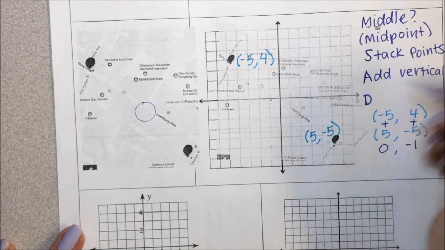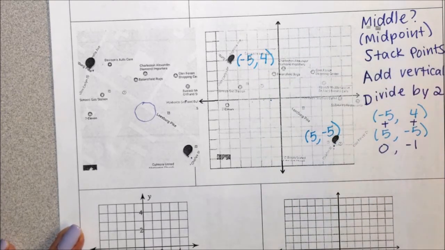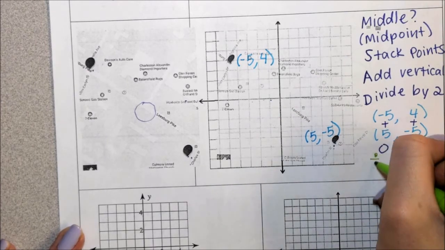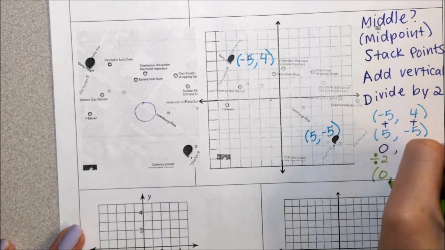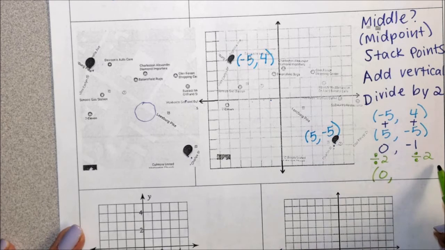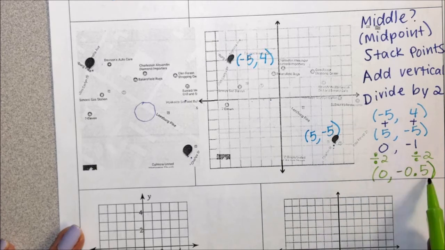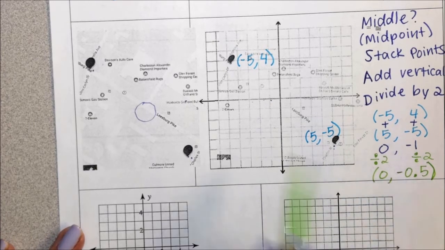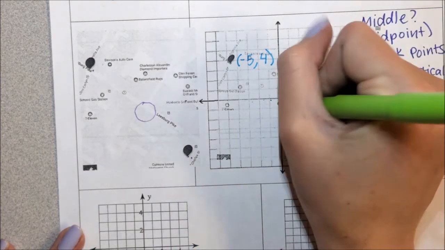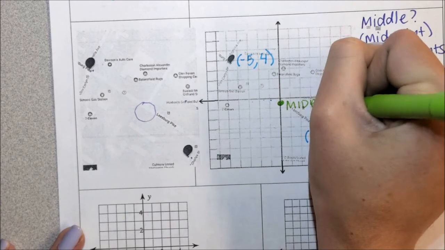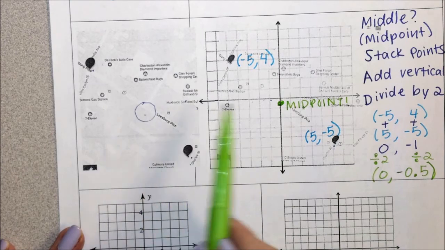That last step for the D here is divide by 2. So I'm going to divide these numbers I just got by 2. 0 divided by 2 is just 0. And -1 divided by 2 is -0.5. And that is my midpoint. So if I count this on the graph, I go over 0 and down 0.5. That is my midpoint. And as you can tell, it's kind of where I guessed it to be.